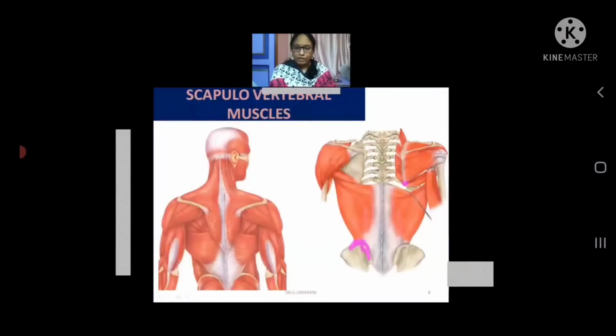And after removing the trapezius, we can see the topmost muscle, which is the levator scapulae, and this is the rhomboideus minor and the rhomboideus major. So these are the muscles which connect the scapula with the vertebral column.